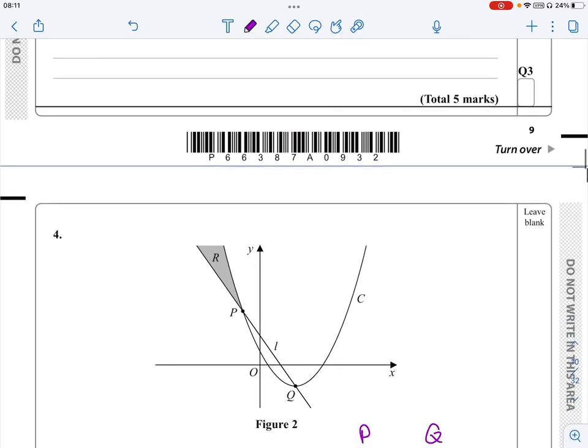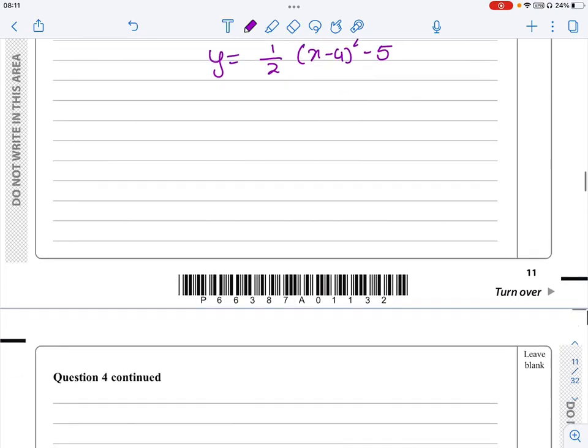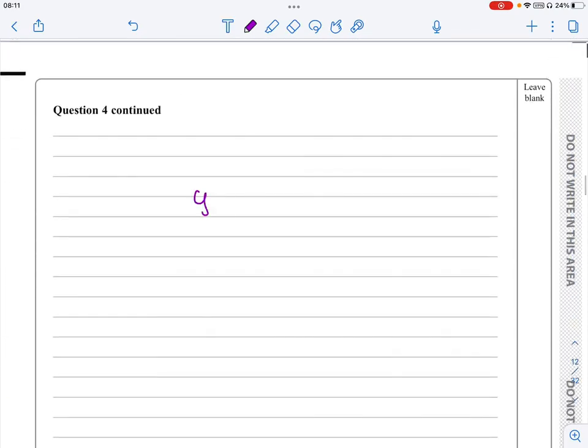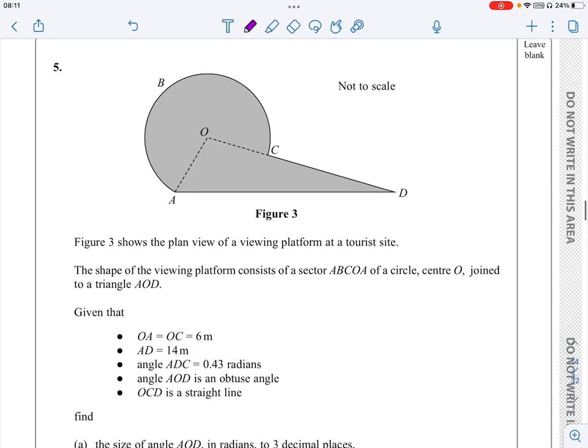C and L. So it is nothing but what? Only between C and L. So it is above the straight line and on the left side of the curve. Since it is on the left side of the curve, we are going to write y is less than 1 upon 2 times (x minus 4) whole square minus 5, and above the straight line y is greater than negative 3x plus 7. That's going to be the answer.